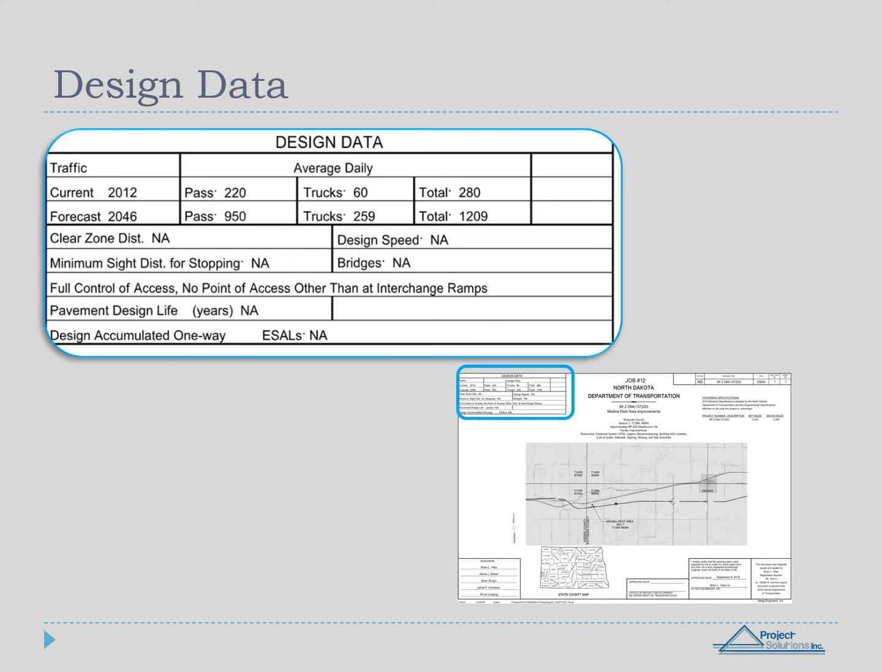To the left of the job description is the design data. Here we get information concerning the traffic flow estimated for current and forecasted years. Also, information concerning minimum sight distance for stopping, number of bridges, design speed, and expected pavement life can be found here.